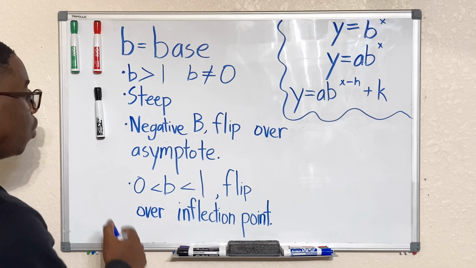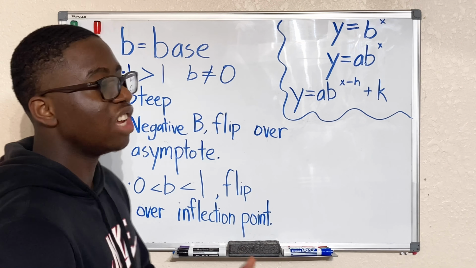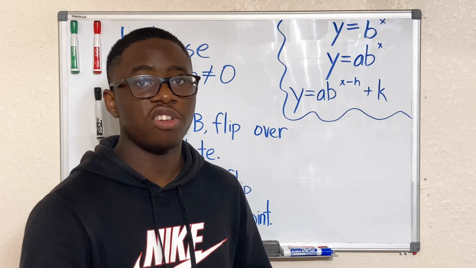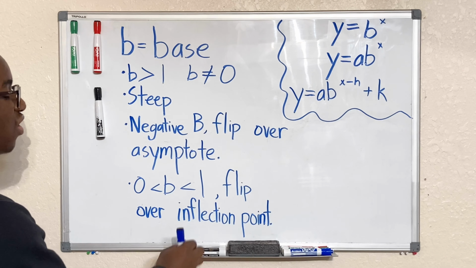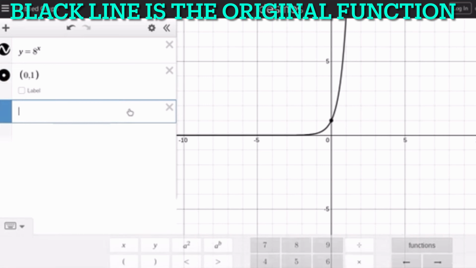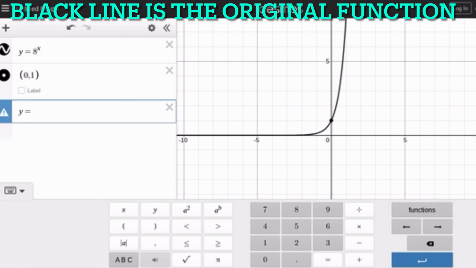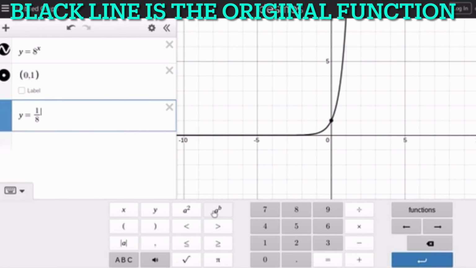Next, we have what happens if our b is greater than 0 but less than 1. In different types of functions we see b doing other things. But here, it's going to flip over our inflection point. Remember our inflection point. So here we're going to take our exponential function, and here's our inflection point. So rather than flipping it over our asymptote, if b is a fraction, greater than 0 but less than 1, it's going to flip over this inflection point. So we're going to take it, it's going to flip over, so it's going to go here.